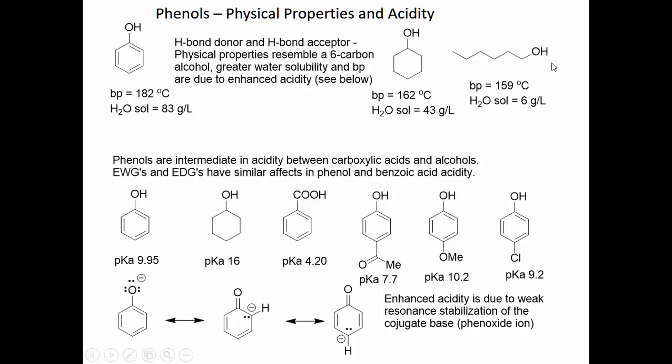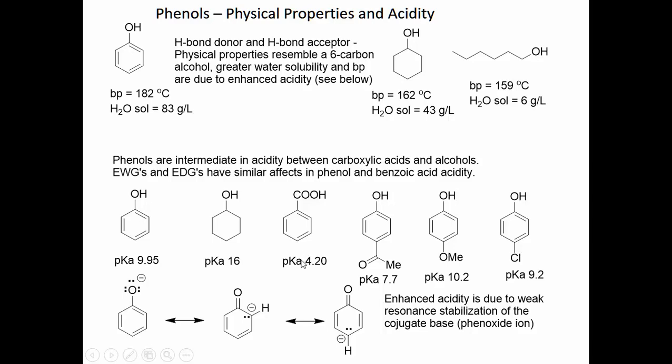One of the important physical properties of phenols is that they're acidic compounds. They're intermediate in acidity between carboxylic acids and alcohols. So let's look down here at some compounds that are relevant. Phenol itself has a pKa of just a little bit below 10. It's much more acidic than cyclohexanol, which has a pKa of 16, a typical alcohol. However, it's not quite as acidic as acetic acid, a carboxylic acid. The pKa there is down around 4.